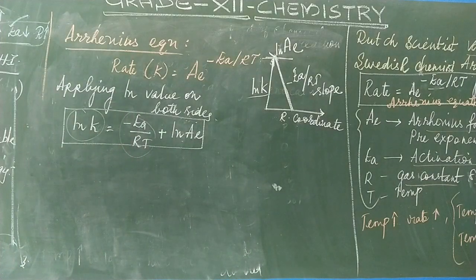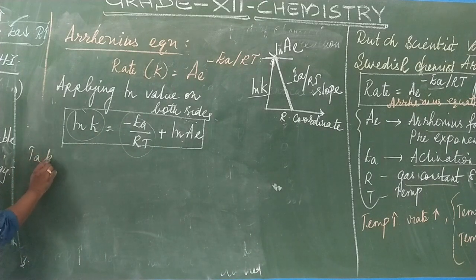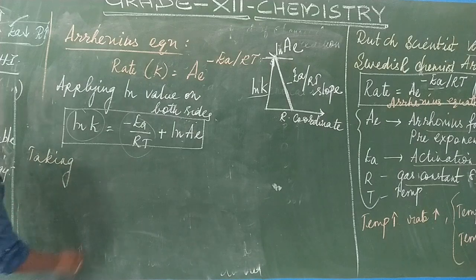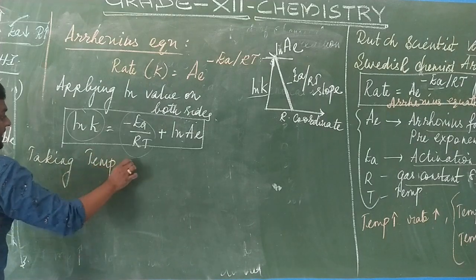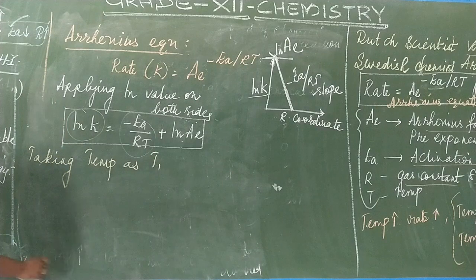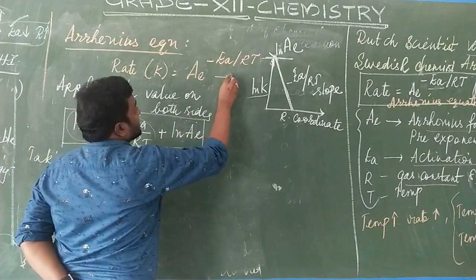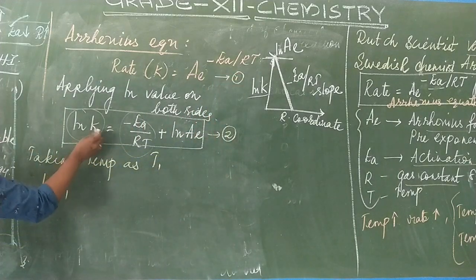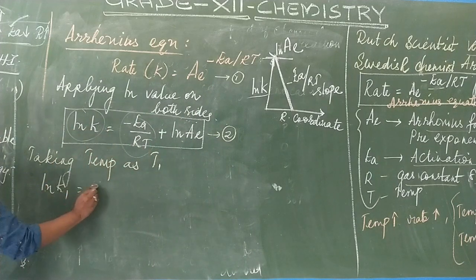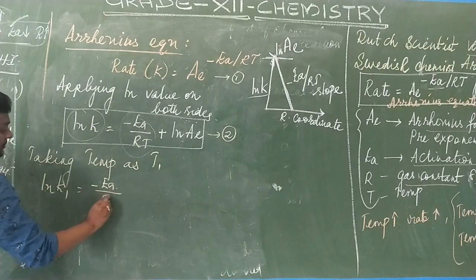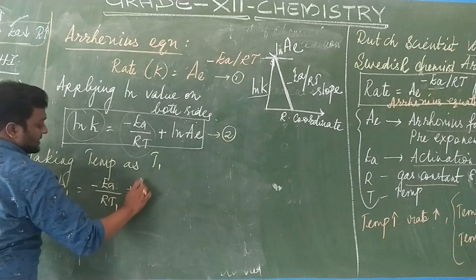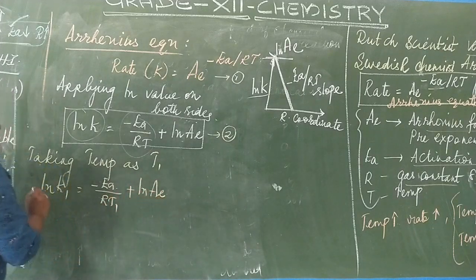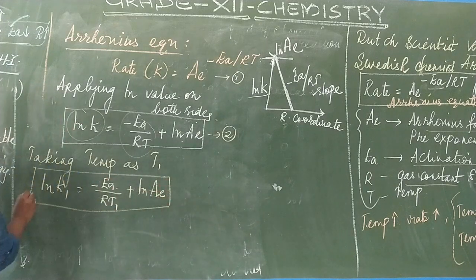Now we are taking temperature as T1. So what will happen? Ln of K1. Let it be equation number 1, let it be equation number 2 now. So temperature is T1, therefore ln K1 is equal to minus EA divided by RT1 plus ln of AE. So this becomes equation number 3.